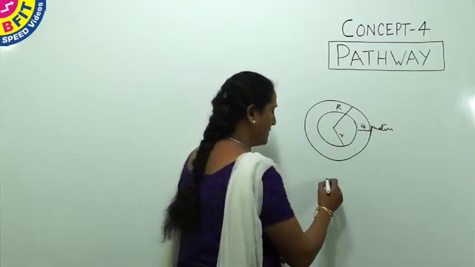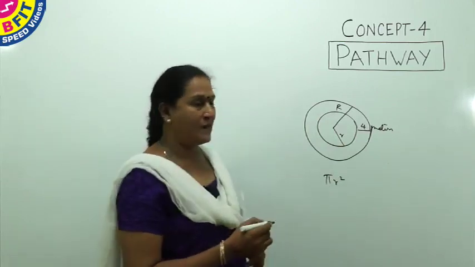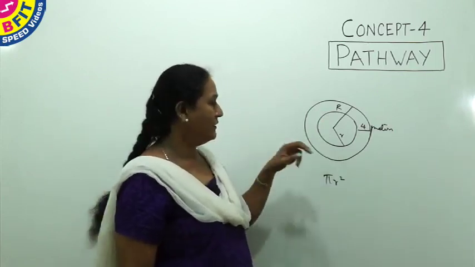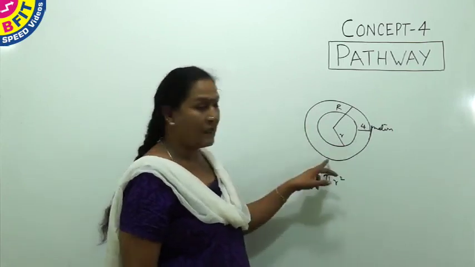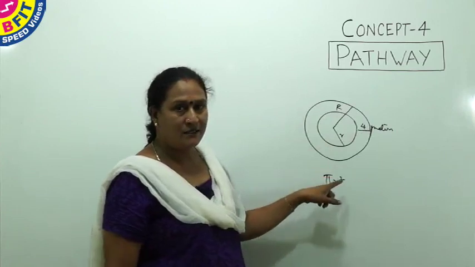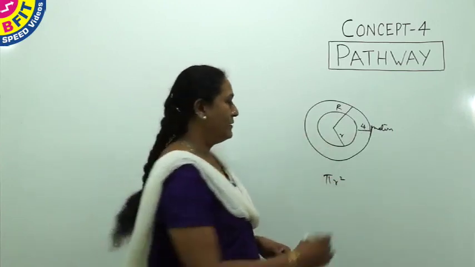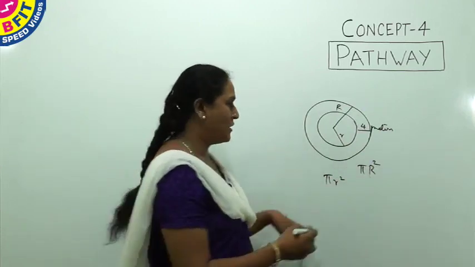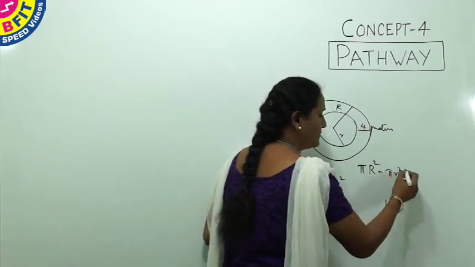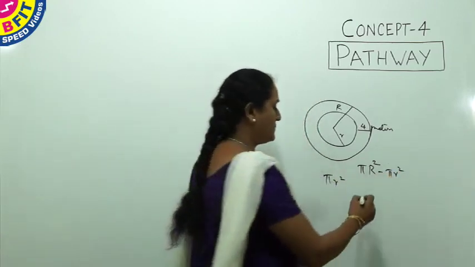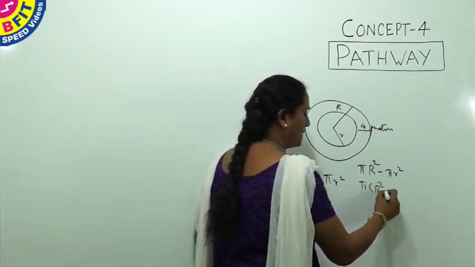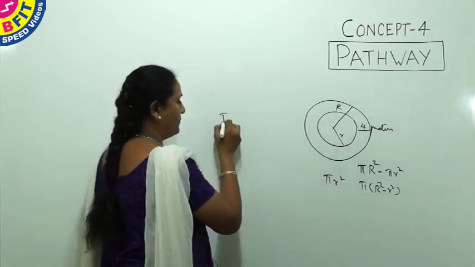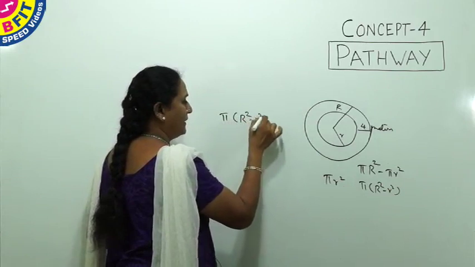Now what is the area of the smaller circle? It is pi r square. And detail is given for the path area and the pool area. So what will be the area of the path? It is the bigger circle minus the smaller circle area. The bigger circle area is pi capital R square and the smaller circle area is pi small r square. Now we can take this pi common. So it is R square minus r square. So the area of the path is pi times capital R square minus small r square.